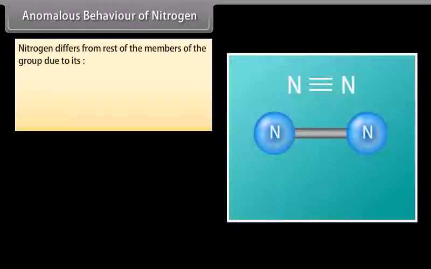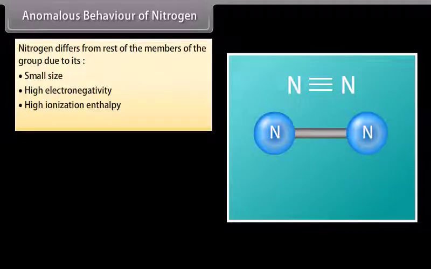Anomalous behavior of nitrogen. Nitrogen differs from the rest of the members of the group due to its small size, high electronegativity, high ionization enthalpy, and non-availability of d orbitals.